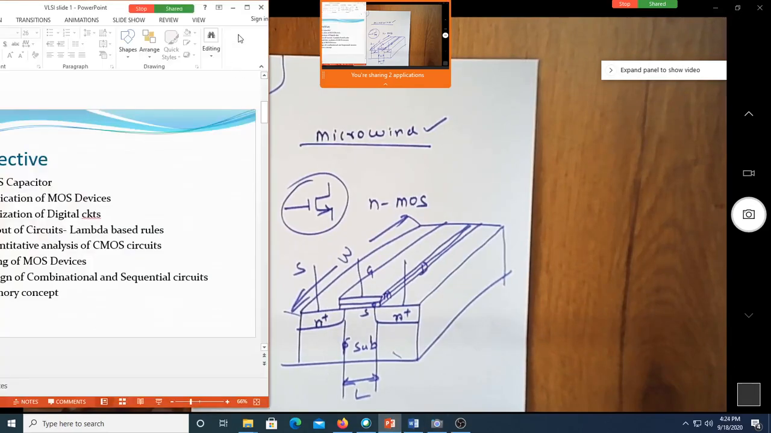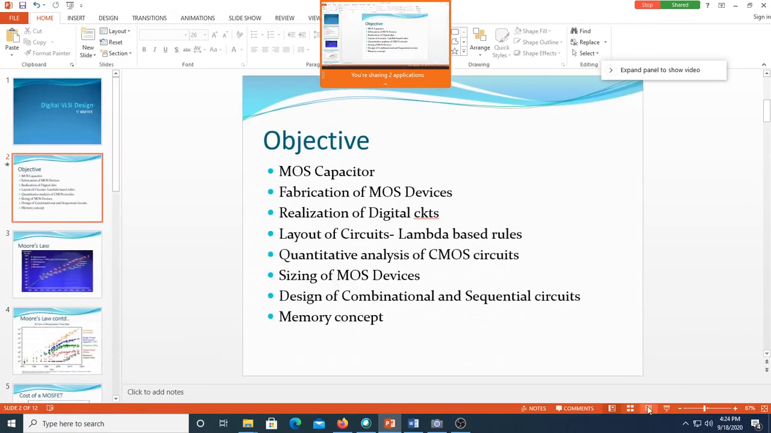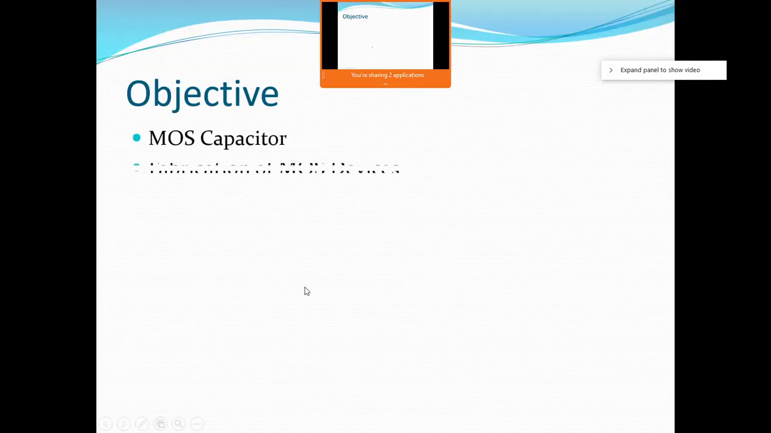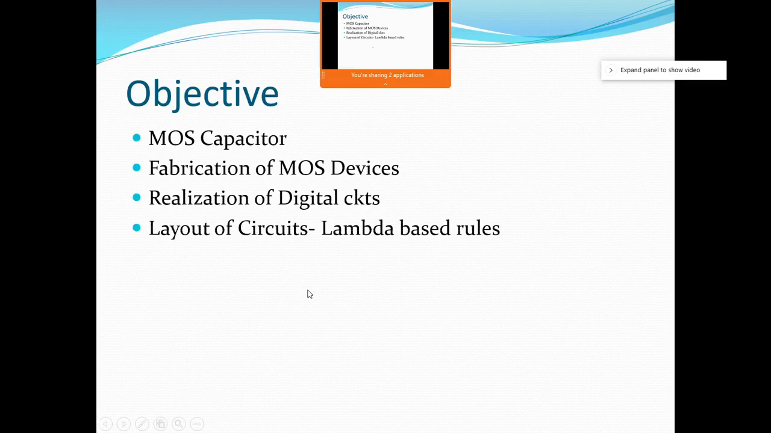Okay, let us move on to this. Once you are done with the realization of the digital circuit, you'll be writing the layout for the circuit. Of course, when you're writing a layout, there are some rules to be followed. That is called lambda based rules. We'll get into what these rules are and why we are supposed to follow them.